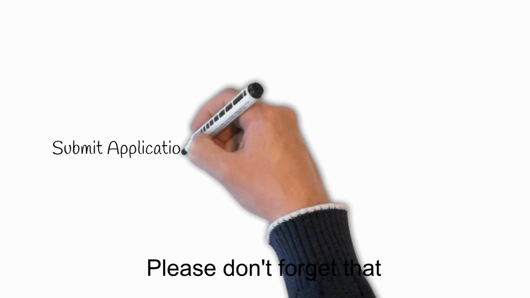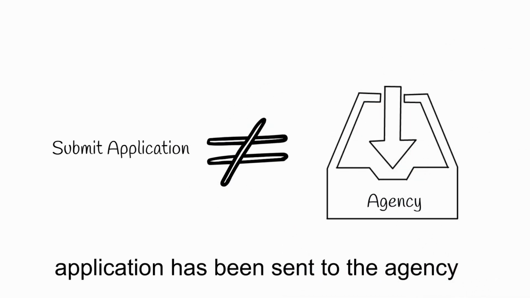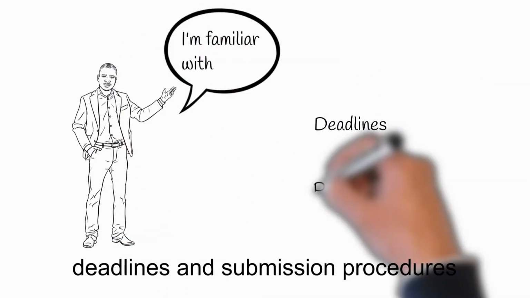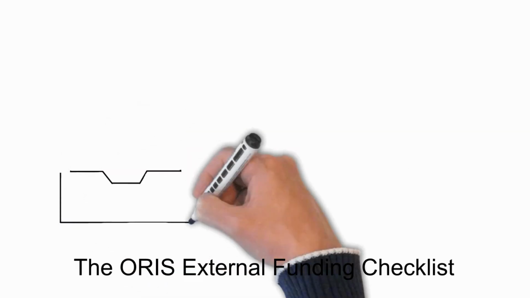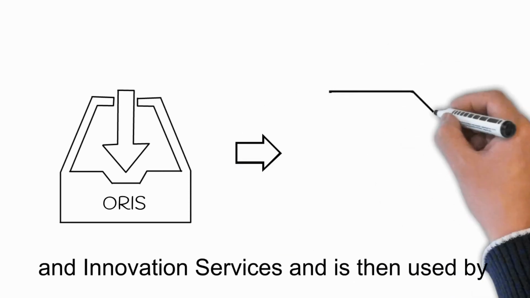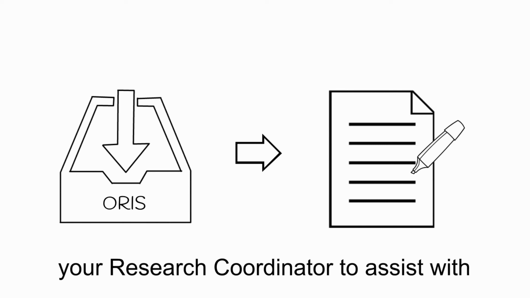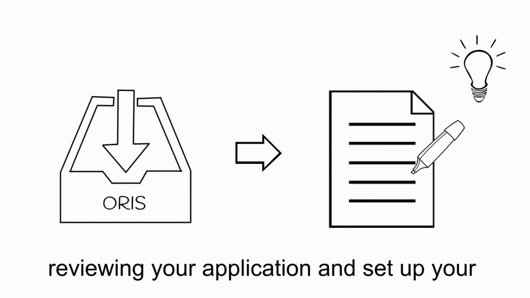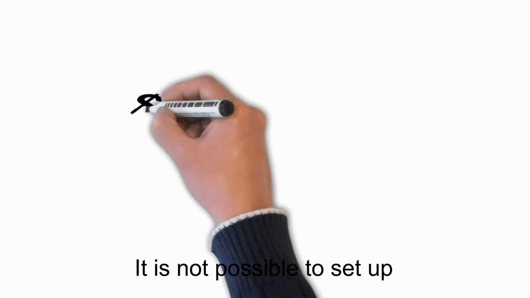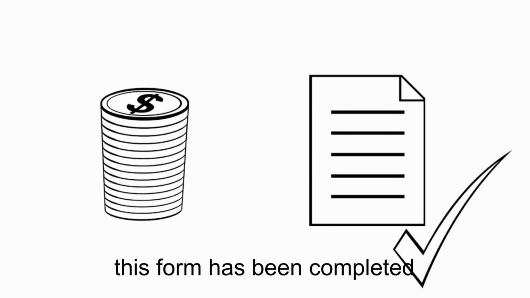Please don't forget that submitting an eRSO form does not mean your application has been sent to the agency. Please make sure that you are familiar with deadlines and submission procedures for your grant. The eRSO External Funding Checklist form gets sent to the Office of Research and Innovation Services and is then used by your research coordinator to assist with reviewing your application and set up your grant account if you are successful with the award. It is not possible to set up a new grant account unless this form has been completed.